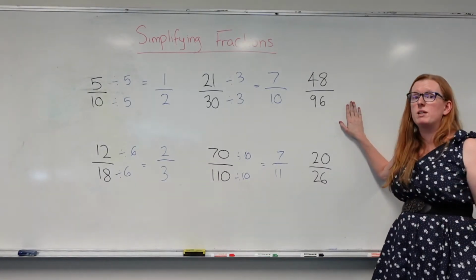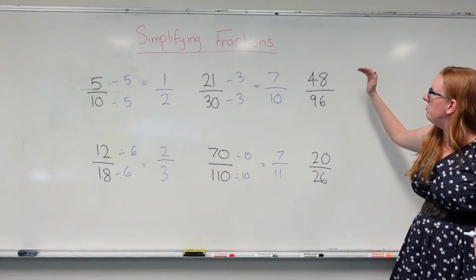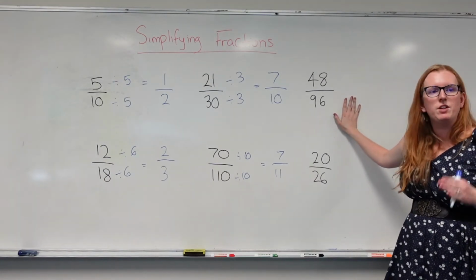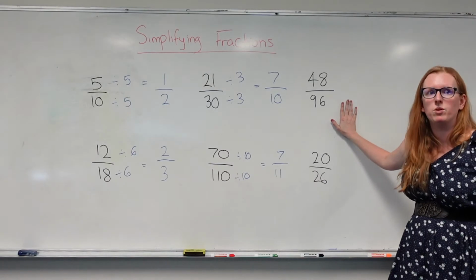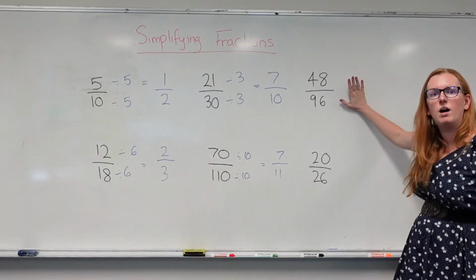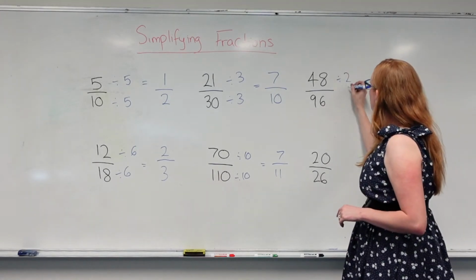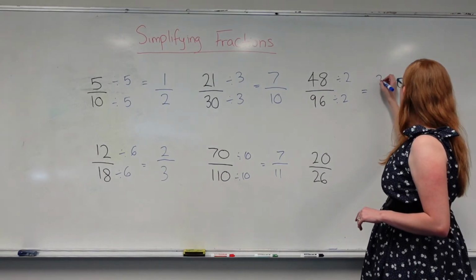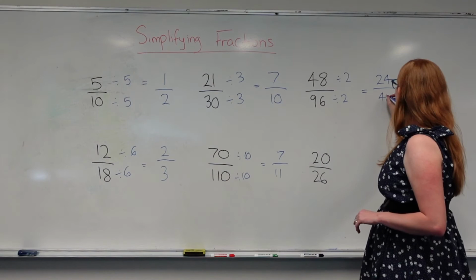Now, if I don't know my times tables to be able to do this, it's totally cool, because any time you have even numbers, you can just halve them. And you keep on halving them until you can't anymore. Alright, so I'm going to divide by 2, or halve these numbers. So divide by 2, divide by 2. Half of 48 would give me 24. Half of 96 would give me 48.